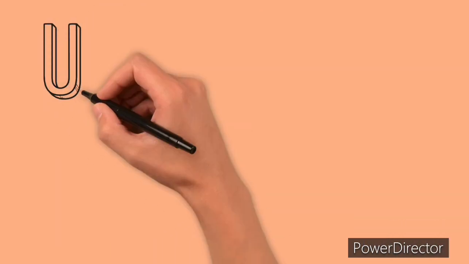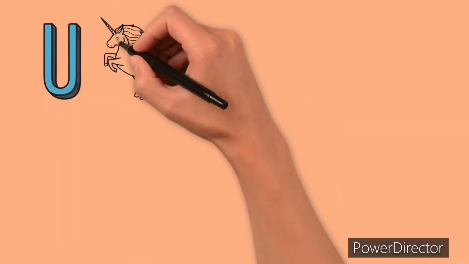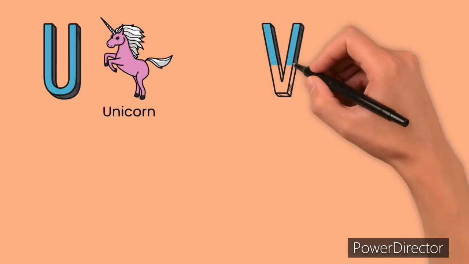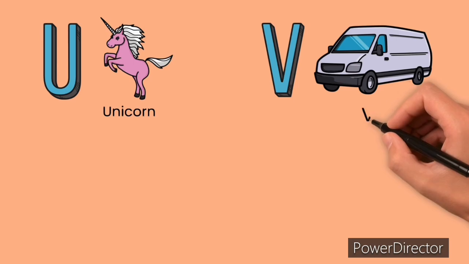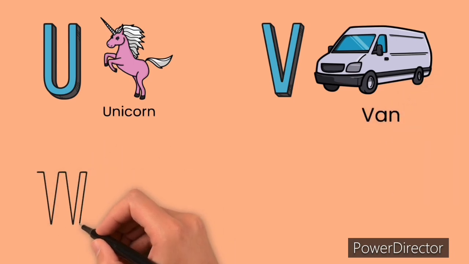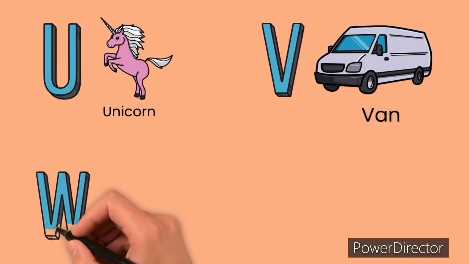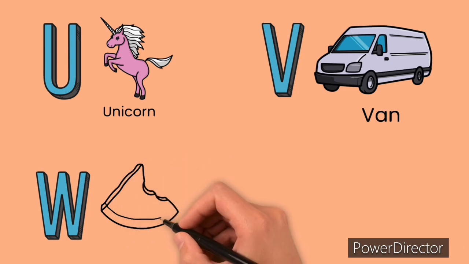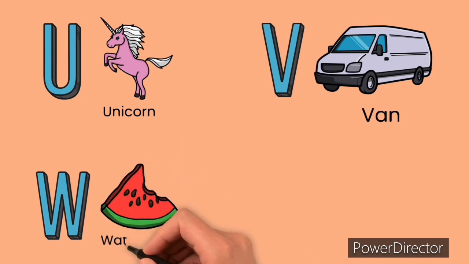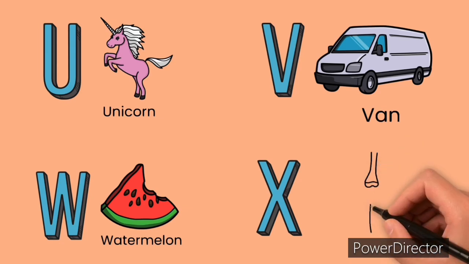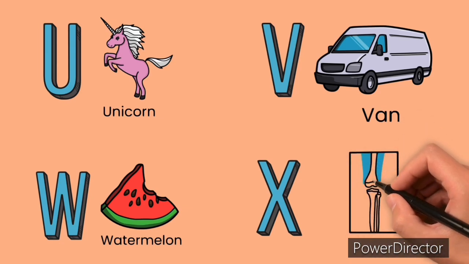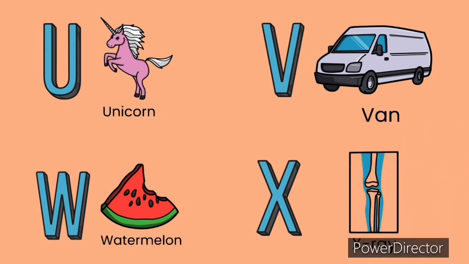U is for unicorn, unicorn. V is for van, van. W is for watermelon, watermelon. X is for x-ray, x-ray.